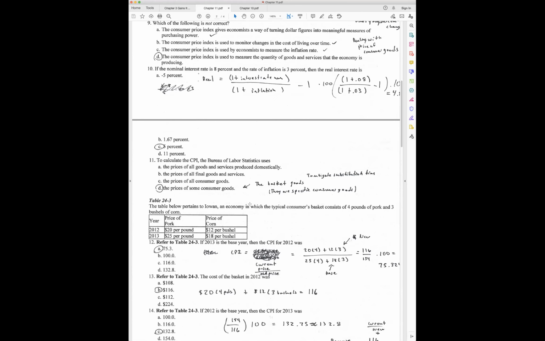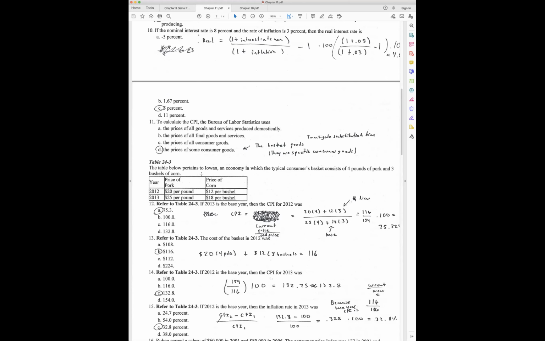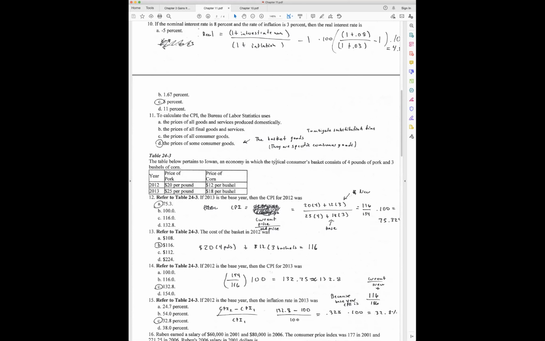That's that. I'll go over this one real quick. The table below pertains to Iowan, an economy in which the typical consumer's basket contains 4 pounds of pork and 3 pounds of bushels.